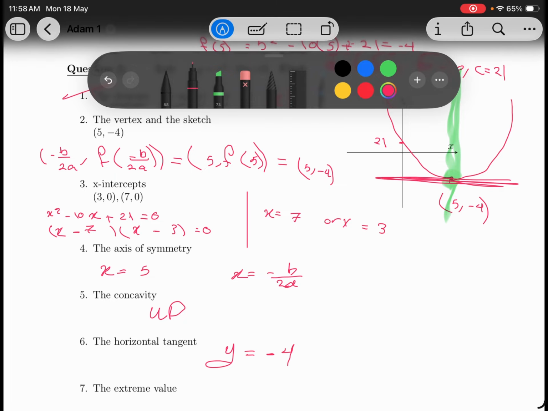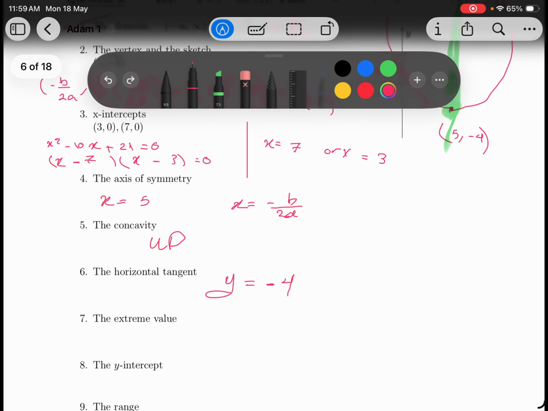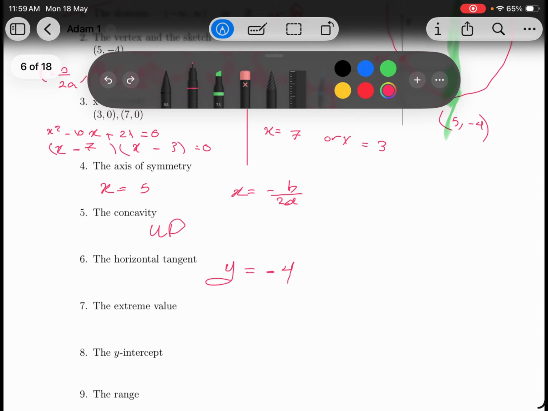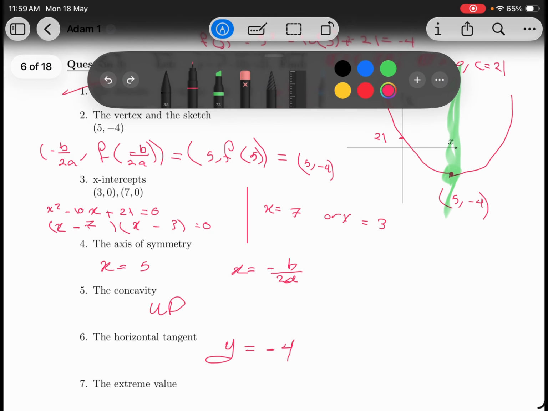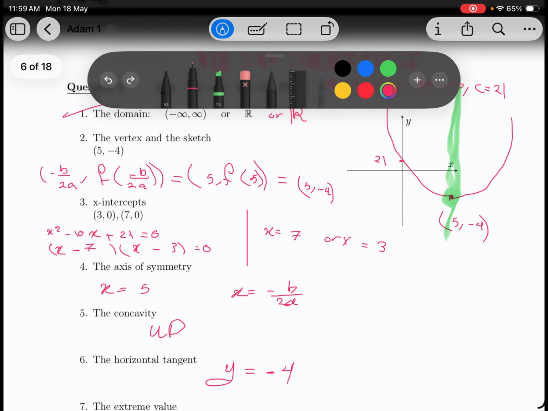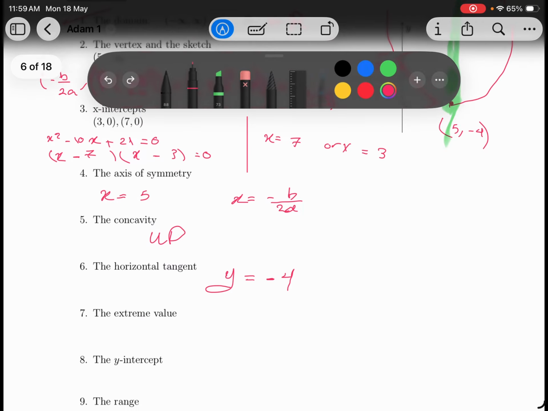So it will be y equals minus 4 indeed. Okay, and here the extreme, look at this point. This point is the bottom, right? And this minimum value at x equals 5 is minus 4. So the question is where this extreme happened.